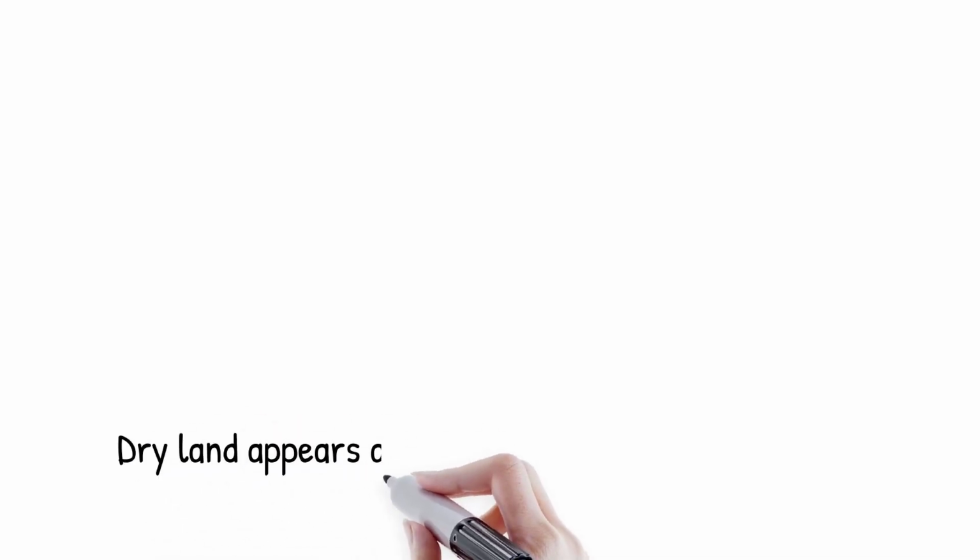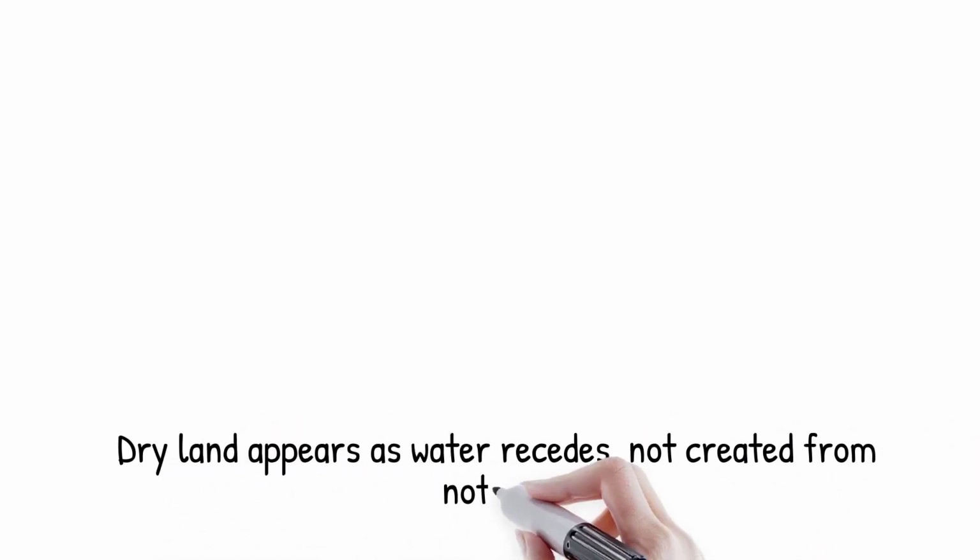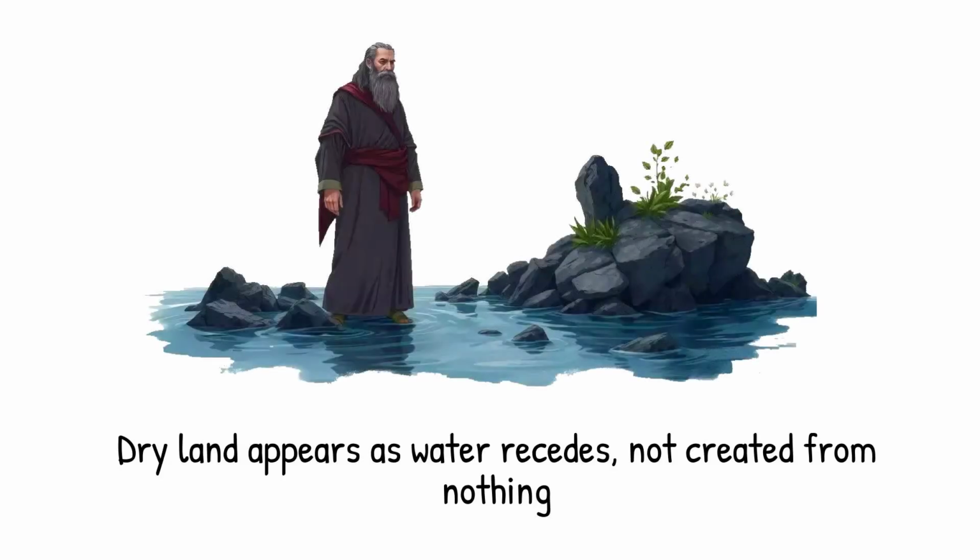"Let the dry land appear" does not describe God creating soil from nothing in that moment, but rather revealing land already present beneath the waters. The Hebrew verb behind "appear" means "be seen," indicating that the land emerges into view as the waters recede or are restrained by God's command.